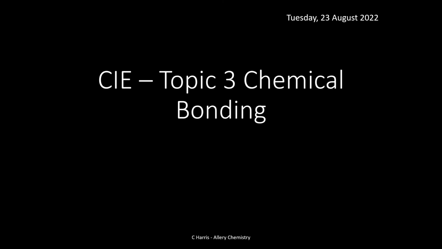So this topic is going to go through different types of bonds, so covalent, ionic, metallic, and there's also some quite tough stuff in here to do with hybridization and orbitals and things like that. So there's quite a bit of stuff in here. This is really designed to work through the different bits of content in topic 3.